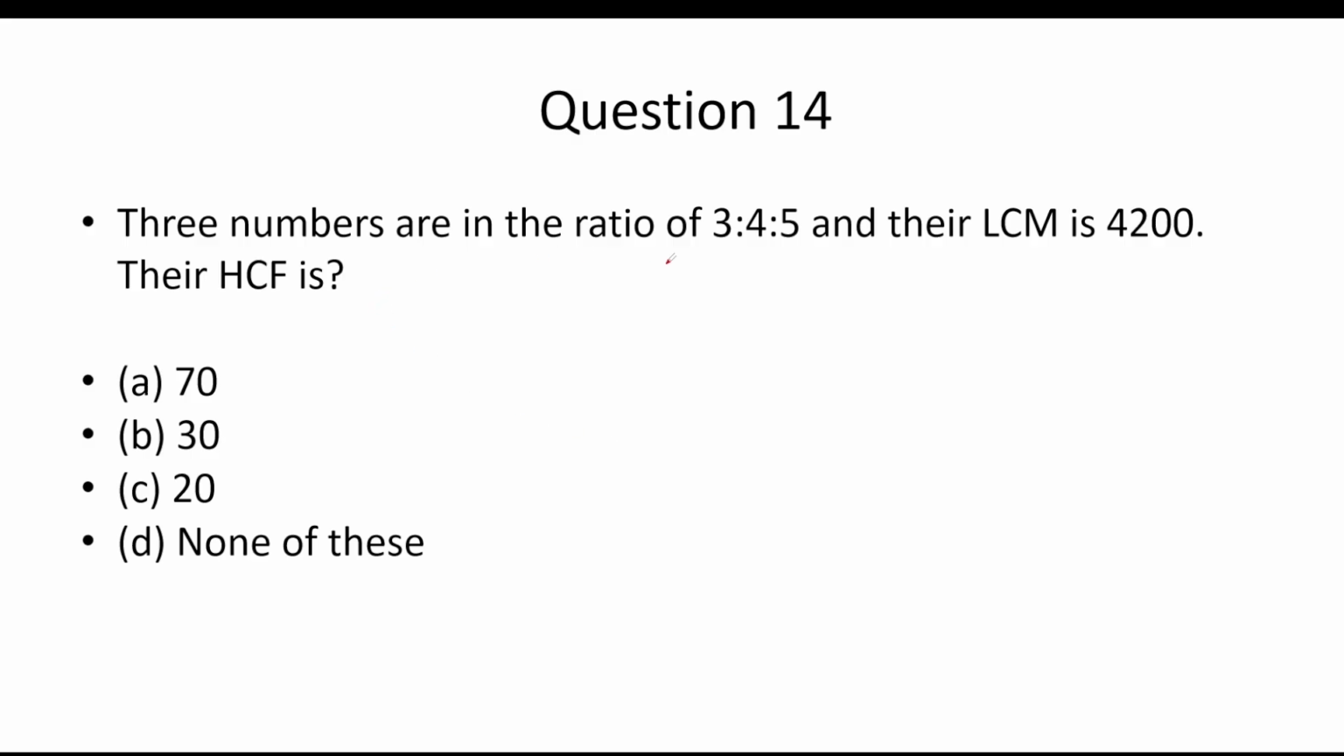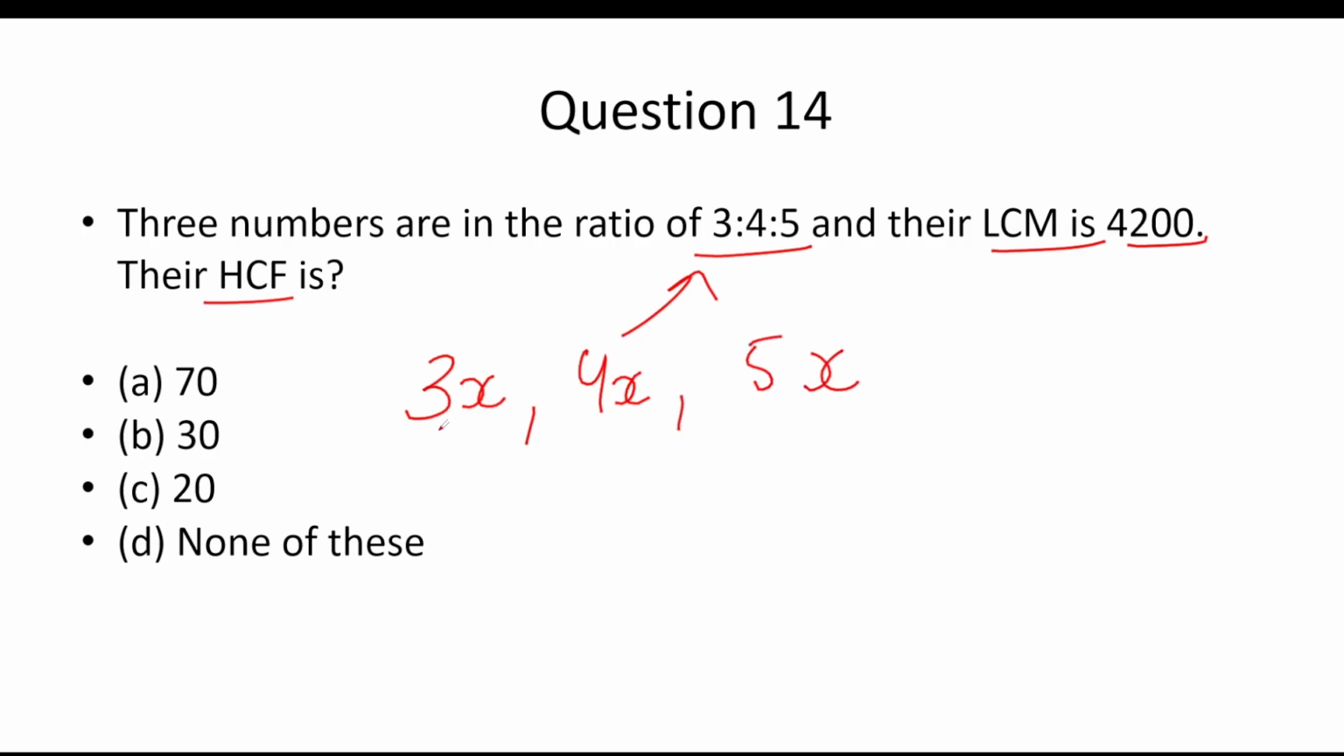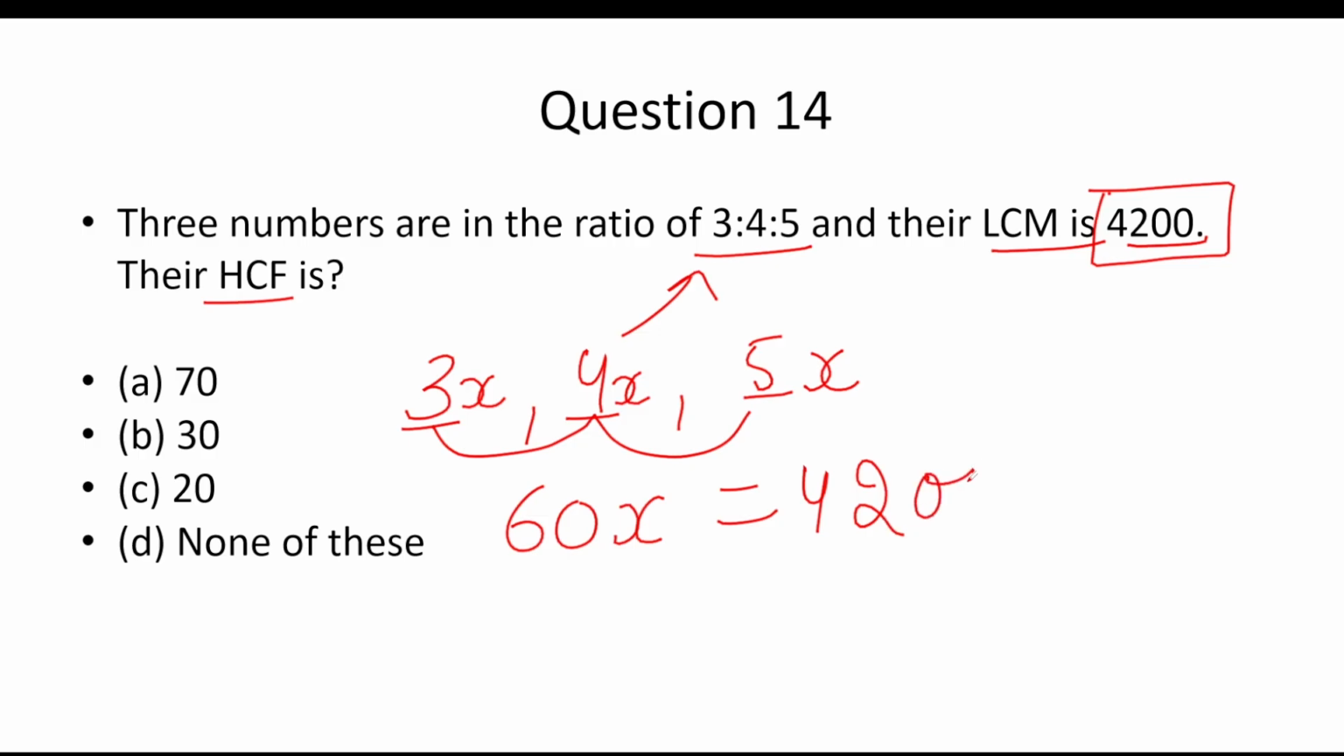Next question. Three numbers are given in this ratio, and their LCM is this. Find the HCF. Can you write the numbers like this? First number is 3x, second number is 4x and the third number is 5x. Now what is the LCM of 3, 4 and 5? These 3 numbers have nothing common, just multiply all. 3 into 4 is 12, 12 into 5 is 60. So the LCM of these 3 numbers is 60x. And the value of 60x is given to us, that is 4200. Can you find the value of x? That will be 70.